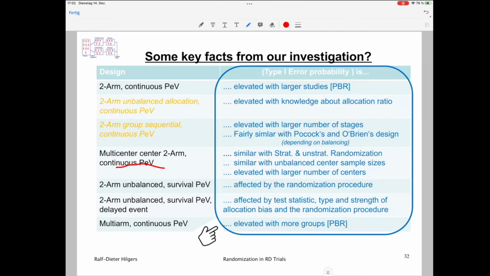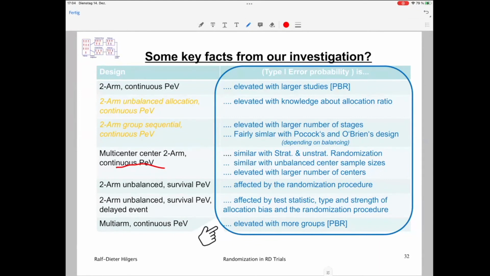Two-arm unbalanced survival primary endpoints are affected by test statistic, type, and strength of the allocation bias and the randomization procedure. I think we do not have a very clear direction in that. It depends on the situation you have. And for the multi-arm continuous primary endpoints, the type 1 error probability is elevated by more groups. So now I'm coming to my special cases, the orange ones, the two-arm sequential continuous endpoints, elevated with a larger number of stages. More stages bring more type 1 error probability, and fairly similar with Pocock's and O'Brien Fleming's design. These are the two designs we evaluated right now. There are a huge number of other procedures.